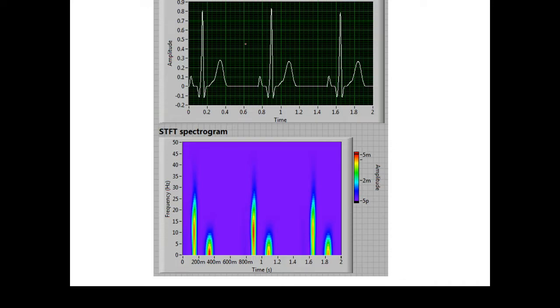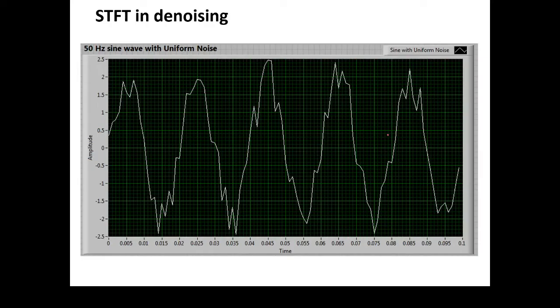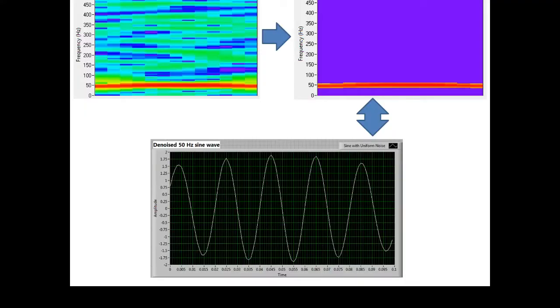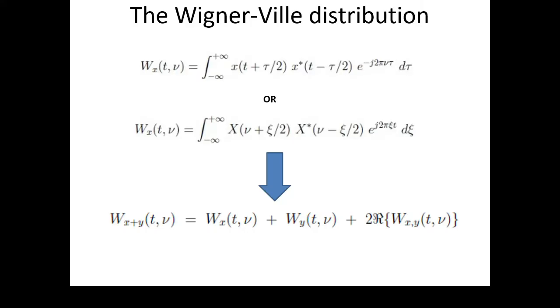Now again, some examples are there, so I'm not going into this. ECG signals, and again you are having the STFT spectrogram for that one. Then STFT denoising is there. I'm skipping this one. Then Wigner-Ville.